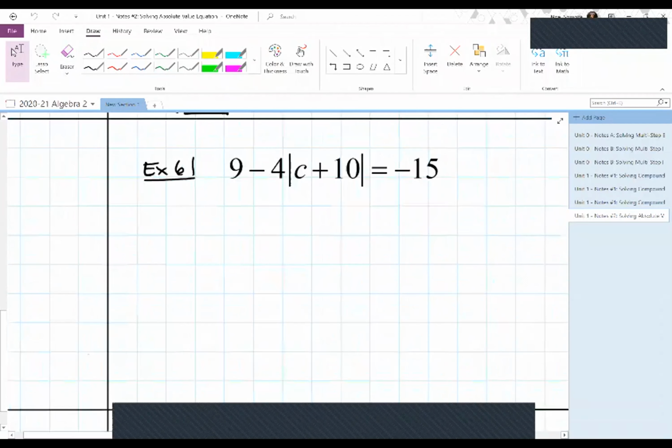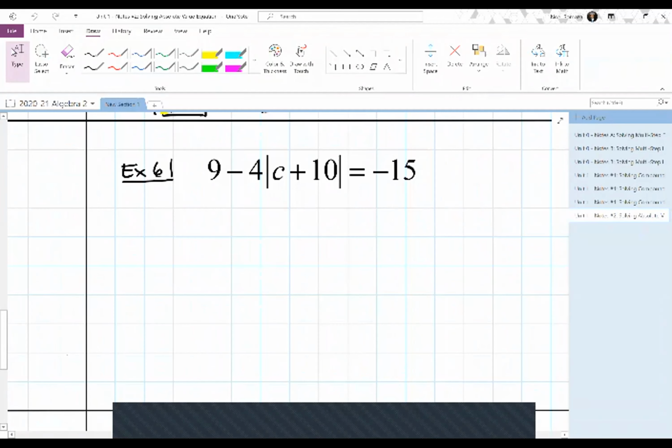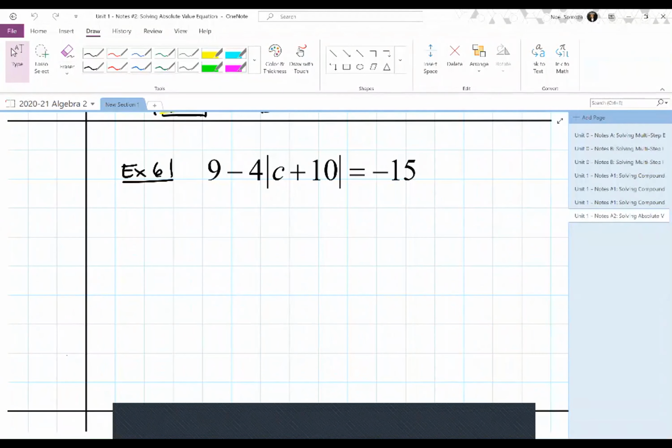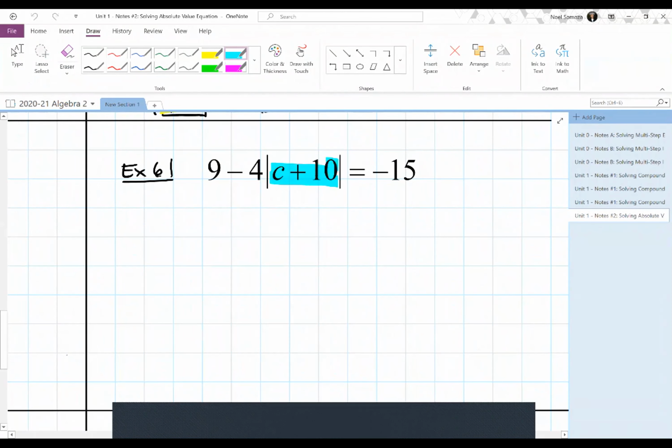So starting with number six, let's take a look at how we could approach this. The key idea that we talked about on Thursday was that we wanted to get the absolute value by itself, meaning I only wanted this part, including the absolute value bars. That's what I want by itself. So everything else we need to get rid of.